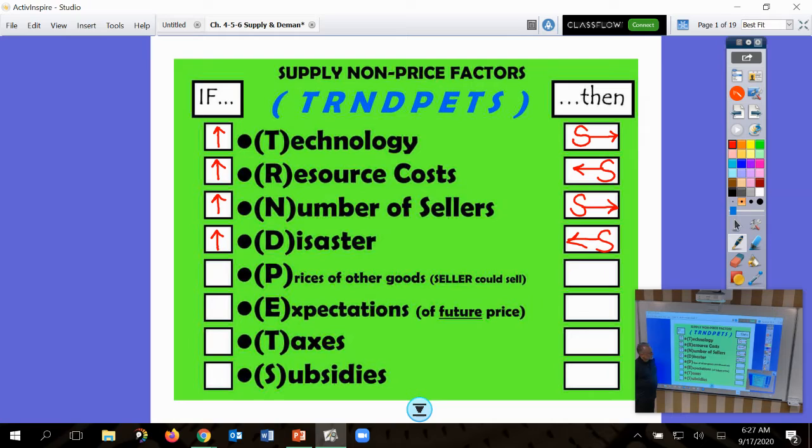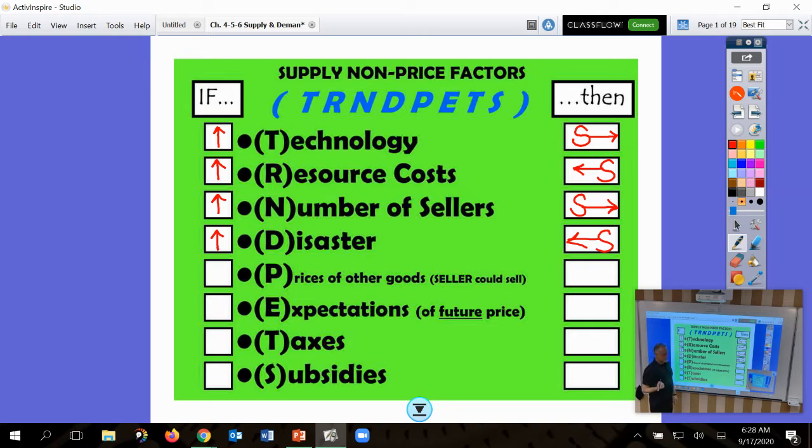All right, the P. Prices of other goods the seller could sell. Now you've got to be careful here with me. We're talking about prices of things that are outside of our market. This is kind of like substitutes for sellers, where they can look at profit margins and go, hey, if this market is not making me any money, then essentially I could get out of it, go to something else, and I now am going to decrease my supply of this thing.